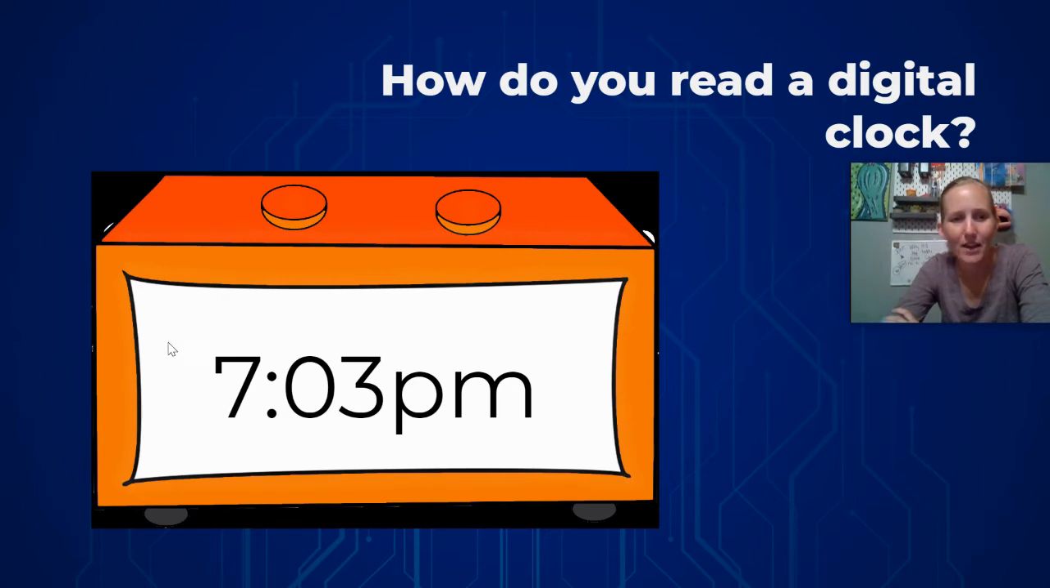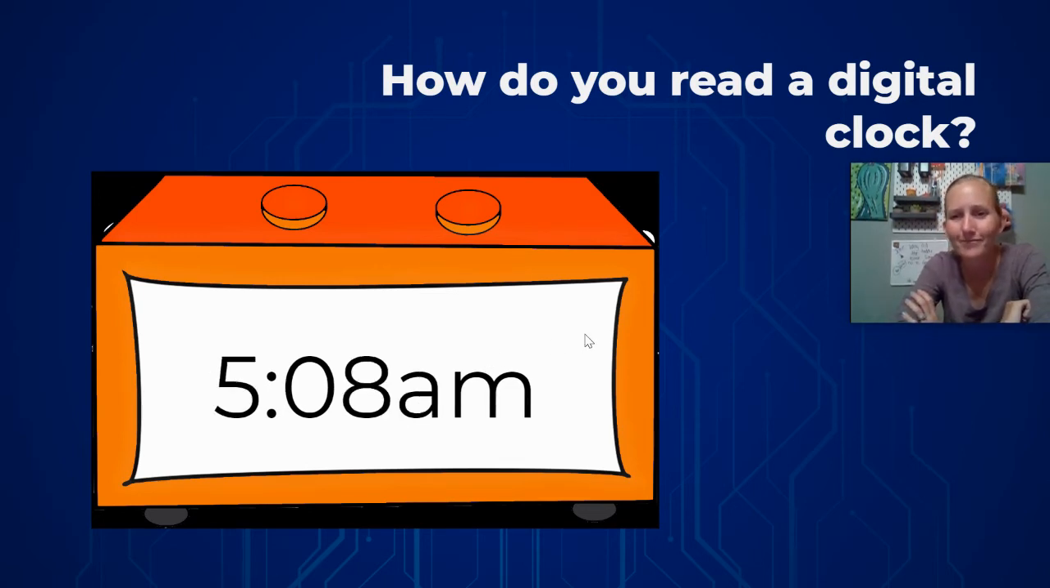All right, 7:03. Now it's got one of those O's in it here. This one we're not going to say 7:03, we're going to say 7:03 p.m. All right, your turn on this one. All right, again, we're not going to say 5:08, we're going to say 5:08 a.m. That would be morning time, really early morning.